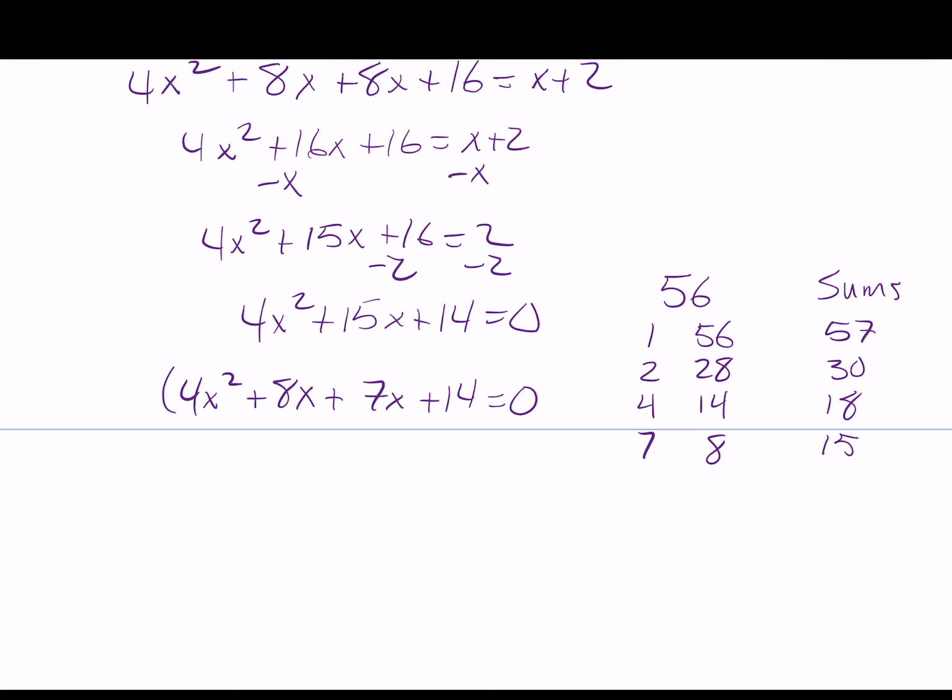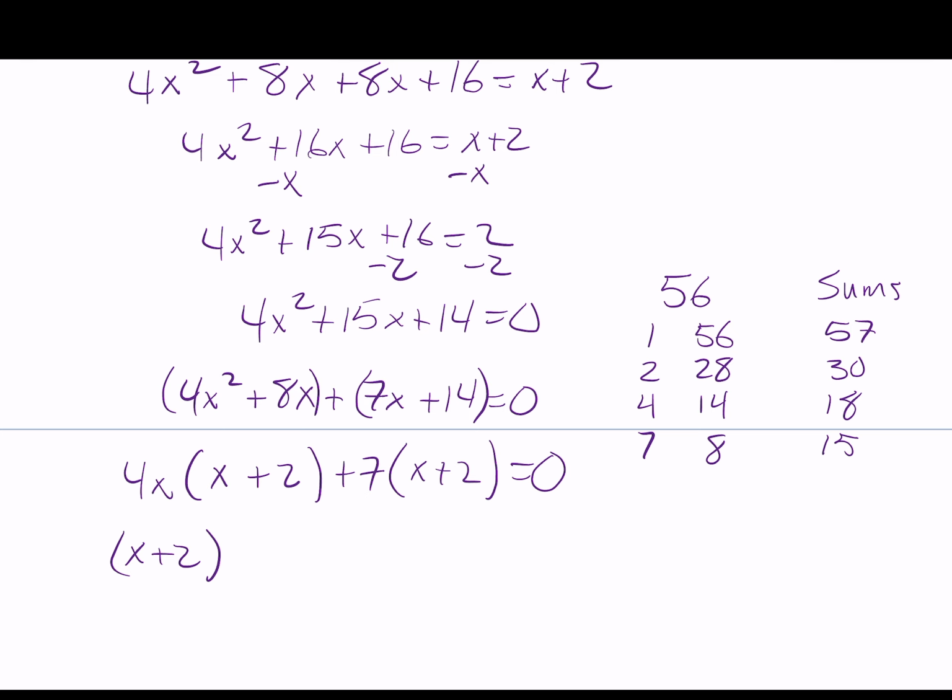And then we can factor by grouping these two different groups. We can factor out a 4x from the left group, and we get x plus 2. And then we can factor a 7 out of the second group to get x plus 2 is equal to 0. And then finally, we can factor out an x plus 2 as a common factor, and we're left with 4x plus 7 is equal to 0.